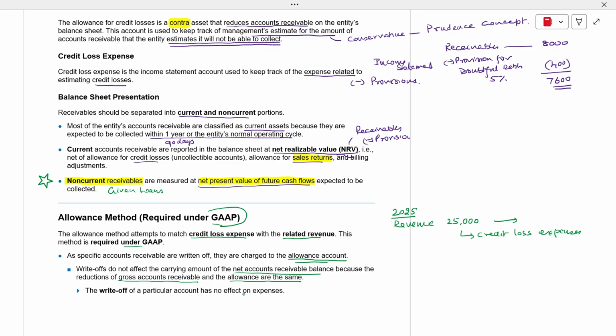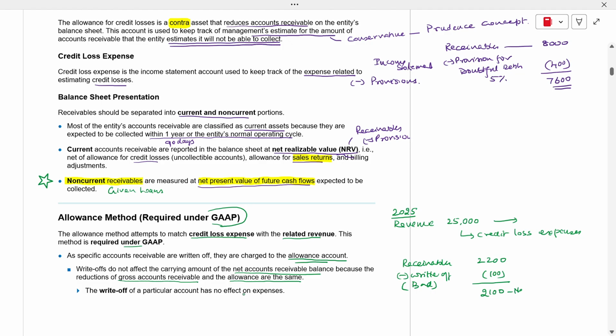Repeat this again, please. Write-off do not affect the carrying amount of net receivables. See what the write-off is. You have receivables. How much are the receivables? You have receivables of 2,200. You have written off the receivable. Write-off means it is bad, not recoverable. Not recoverable is 100. Means what is the amount? It is going to be 2,100.